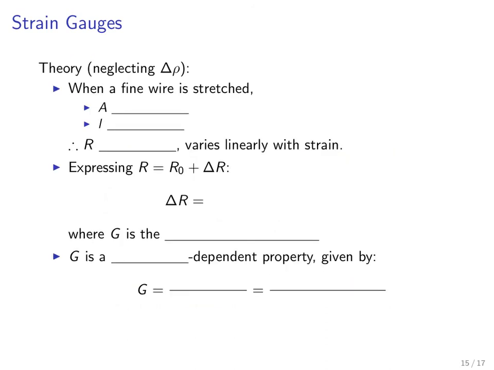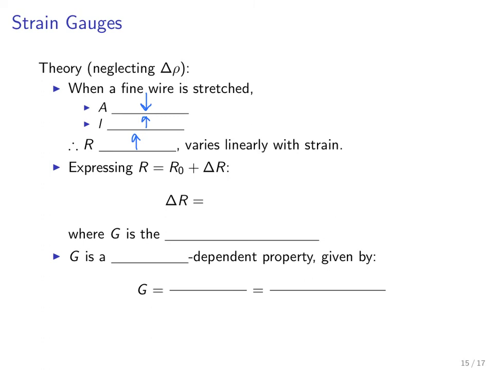So now let's look at some theory of strain gauges. Neglecting the change in conductivity that we would get with stretching, because as I said, it plays a relatively minor role, when a fine wire is stretched, by conservation of mass, its cross-sectional area is going to decrease, but its length will increase. And as a consequence, its resistance will increase. And it turns out that it varies linearly with strain.